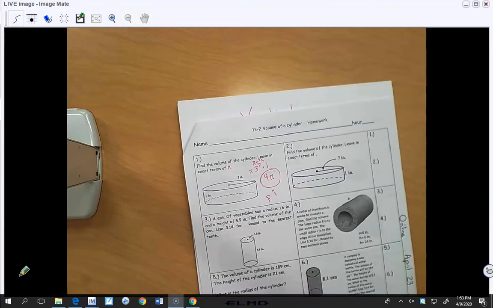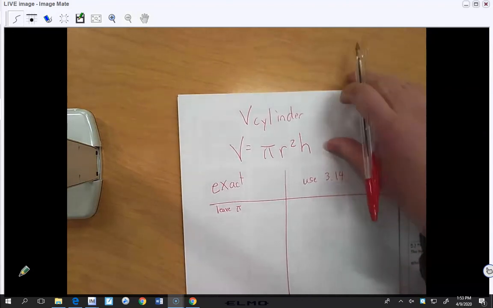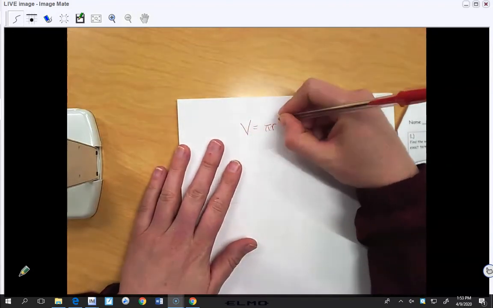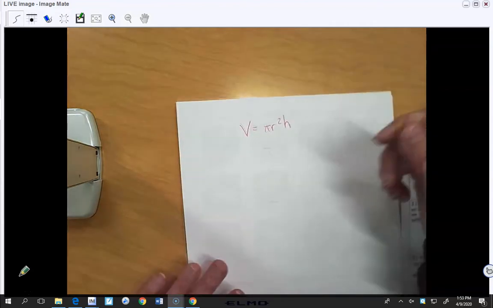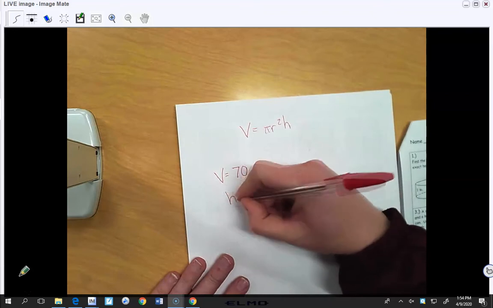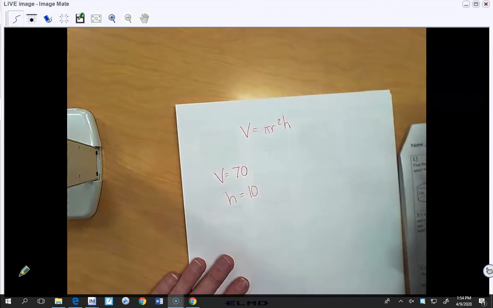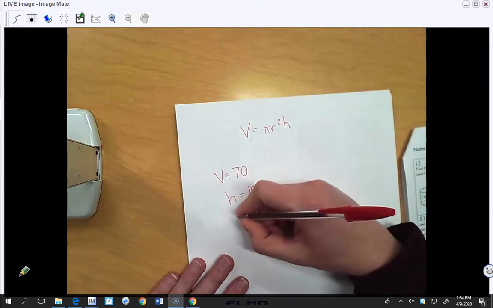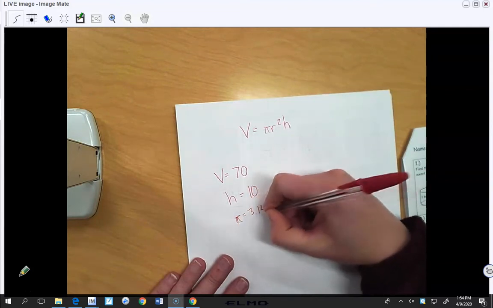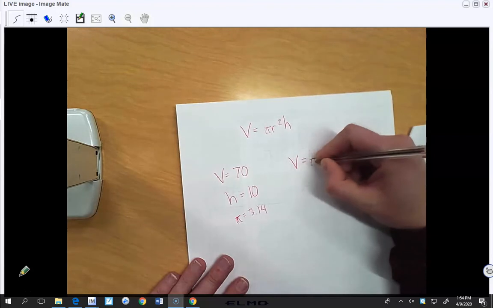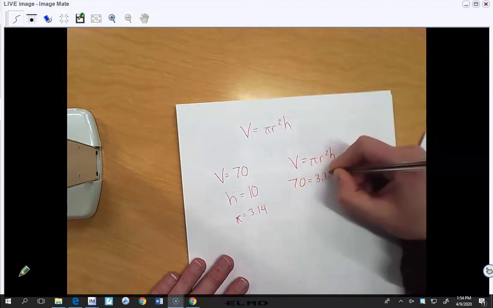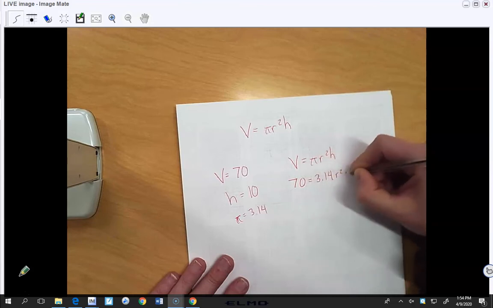Okay? Now, to work it backwards, sometimes they're going to give you the volume, and they're going to ask you to find the radius or the height. So let's say they give you the volume. They say the volume is 70, and the height is 10, and they want to know the radius. And so we know that the pi is 3.14. So then I just plug everything into the formula. I plug in the 70. I plug in the 3.14. I plug in the 10.